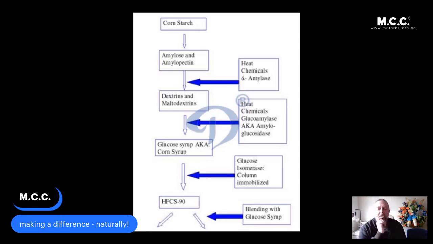Yeah, this is the process, sorry, of how HFCS is made. So as you can see at the top there, you start with your cornstarch, treat with enzymes and heat and chemicals and amylase, and that breaks it down to these dextrins and maltodextrins. You often see those in ingredients on packets. They're basically sugars again, short chain polymers containing sugar. But they're not actually compelled to call them sugar as such. So if you see a sugar content, it's not necessarily counting those in with it.